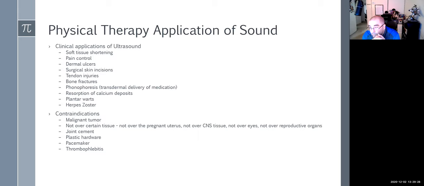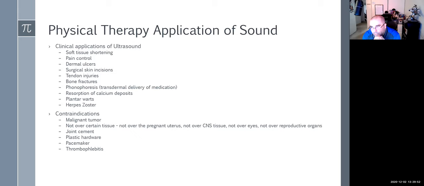Contraindications: malignant tumors. We're not going to do ultrasound over malignant tumors because we're providing energy to a cancerous region, which will cause it to grow worse. Not over certain tissues, right? We're not going to do it over a baby in the pregnant uterus, not over the spine or the brain, not over the eyes. Oh my God. I actually had somebody once that tried to do that. The patient had a pain above their eyebrow. I'm like, can I do ultrasound on the eye? No, you can't. Stop it.